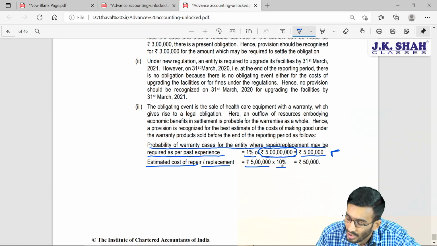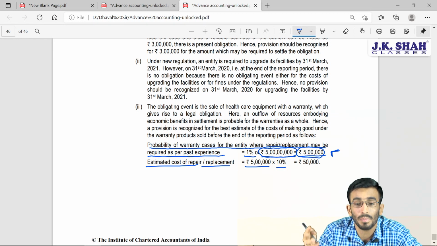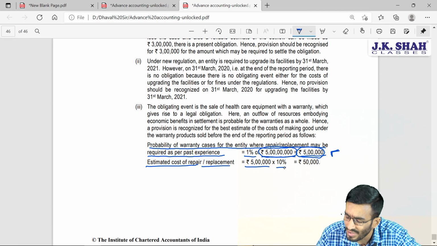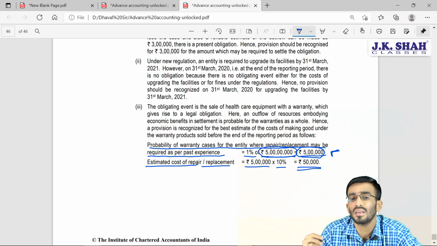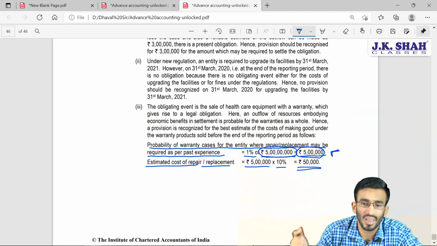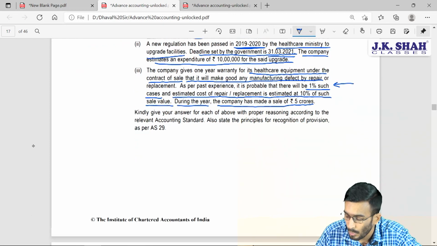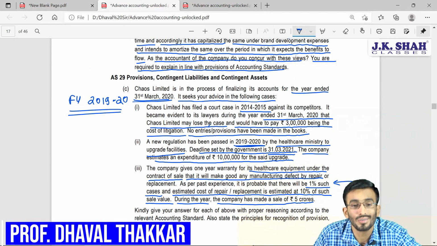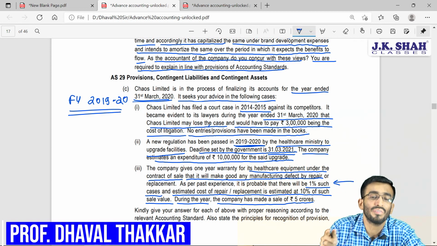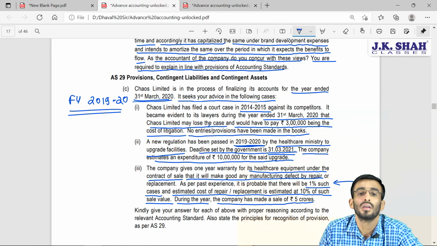So 10% of the sale value of those items where repairs and replacement are expected, that is nothing but 5 lakh. Of 5 lakh, 10% is nothing but rupees 50,000 provision we have to create for this repairs and replacement cost, or I can say that is nothing but provision for warranty expenses. So with this, all the question answers of accounting standards of RTP of Paper 5, that is Advanced Accounting, are over. Thank you.